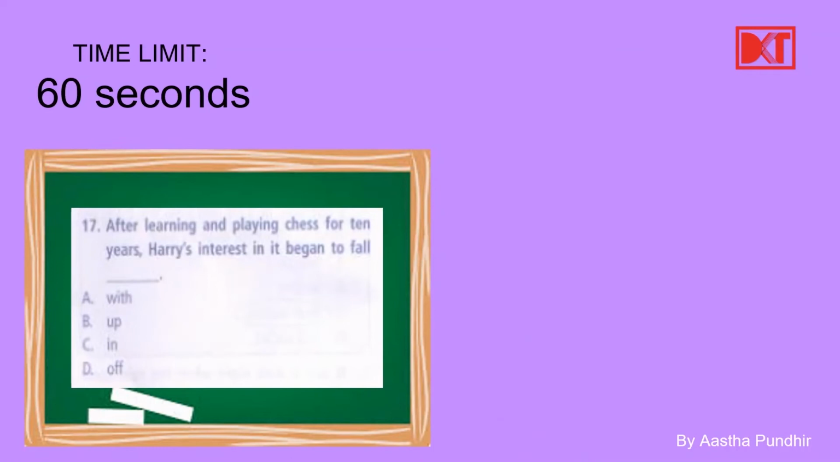Okay, here. After learning and playing chess for 10 years, Harry's interest in it began to fall up, fall in, or fall off. Here we're talking about the decline, right? His interest began to fall off. Okay, so the correct verb phrase is fall off, which means it starts to decline.